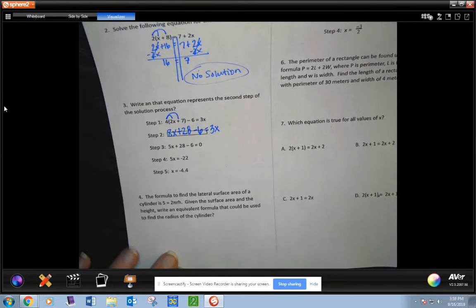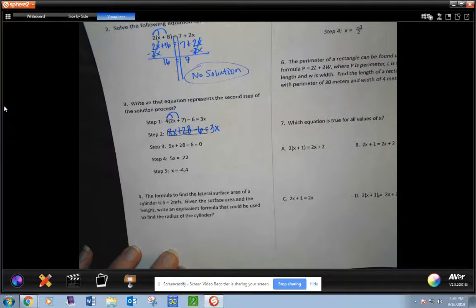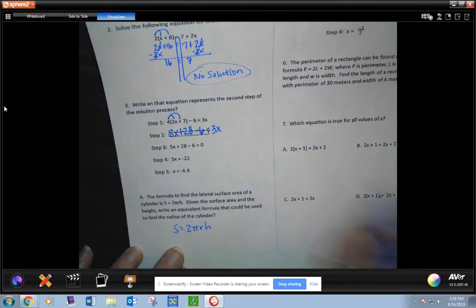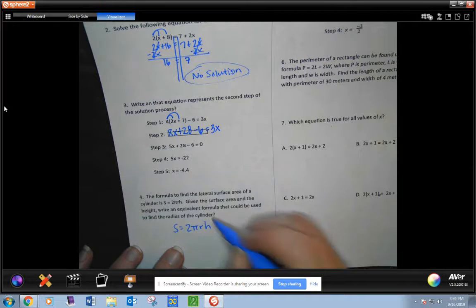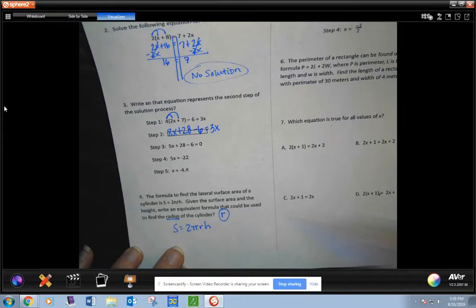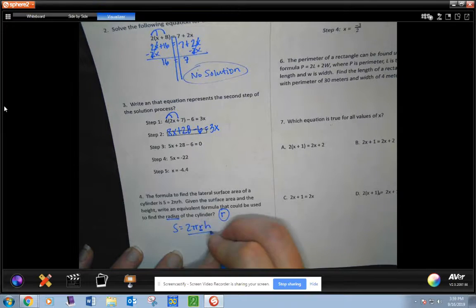For number 4, the formula to find the lateral surface area of a cylinder is S equals 2 pi R H. Given the surface area and the height, write an equivalent formula that could be used to find the radius. So we're looking for R. Okay, so that means I want this letter by itself. Now, if I look at this formula, 2, pi, R, and H, they are all touching. So that means everything is being multiplied. In order to get rid of multiplication, you just do division. And you can divide by all things at the same time except for the letter you want by itself.